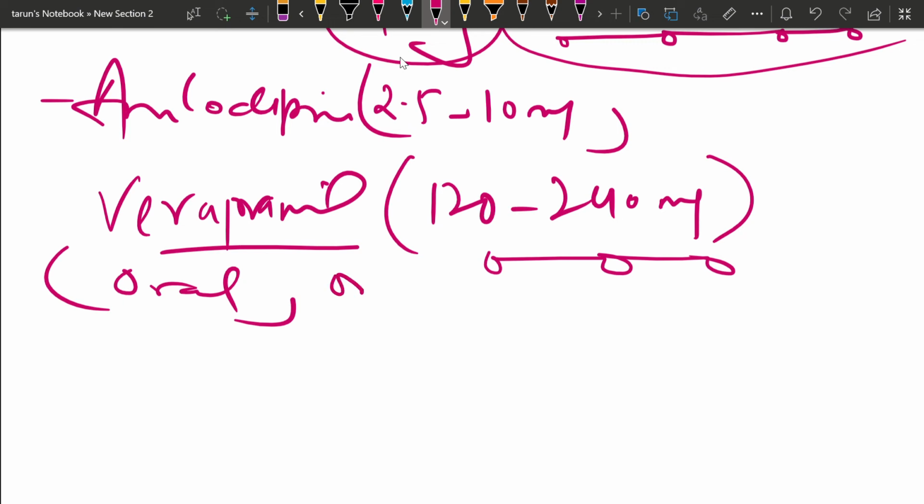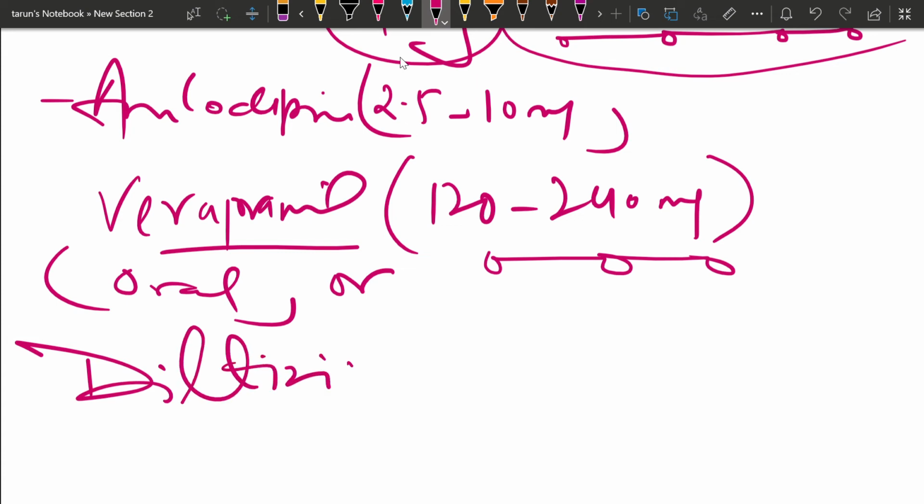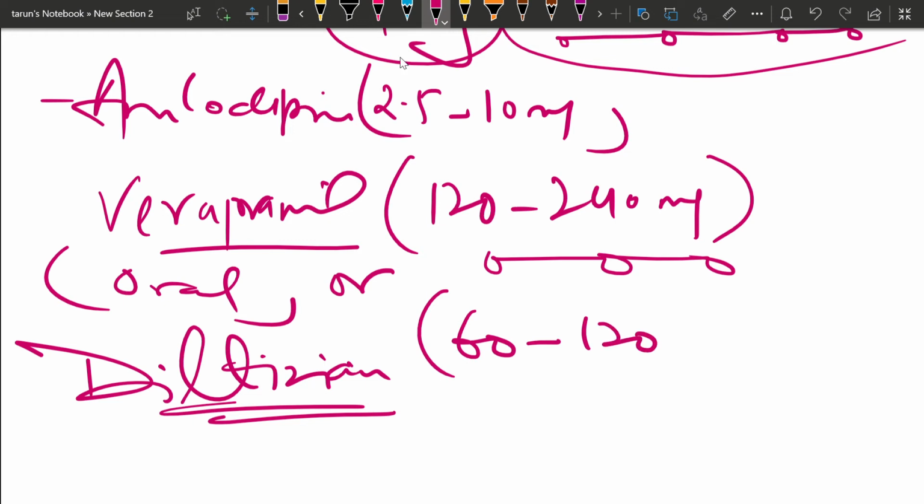Or, other than verapamil, you can try diltiazem. So diltiazem you can give at a dose of 60 to 120 mg orally 3 times a day. It is also given orally 3 times a day. Diltiazem.